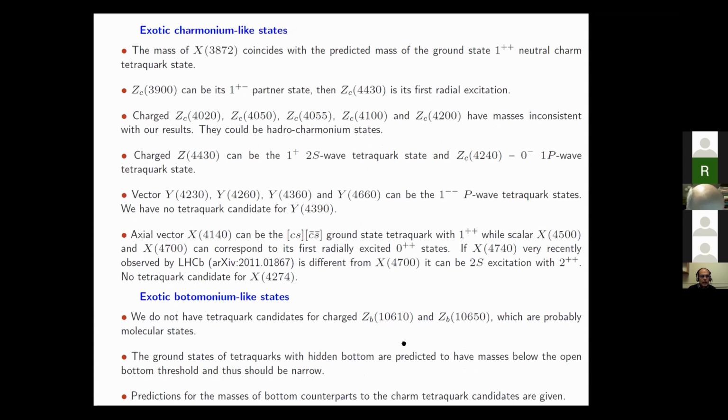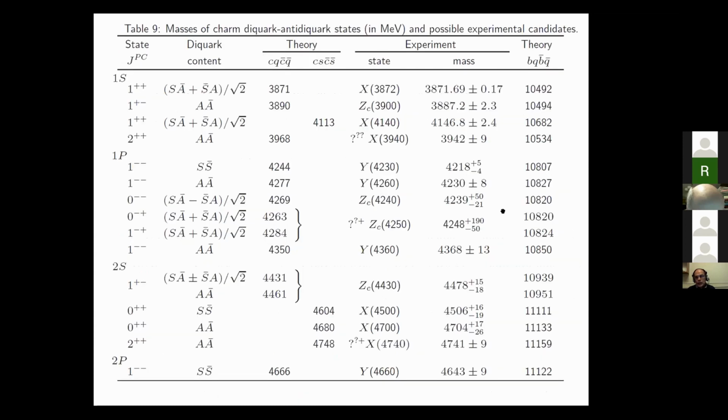Now it's also necessary to mention that we do not have candidates for the charged Zc states, which are probably hadrocharmonium states, and we also do not have candidates for charged bottom tetraquarks, which are probably molecular states. And in this table, we also give the bottom counterparts of the corresponding charmed tetraquarks.